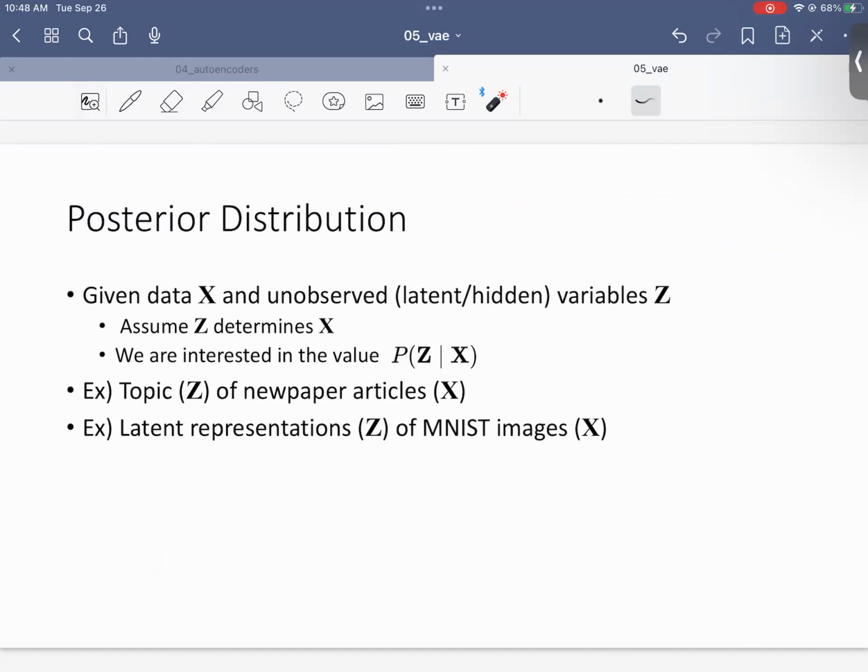Just as I said, if we're talking about news articles, the Z could be the topic. If we're talking about MNIST images, for example, here in the autoencoder, assume that we were compressing and decompressing MNIST digit images, then the MNIST images themselves could be the X, and the latent representation in the middle of the autoencoder could be our Z. So it's a very general framework. The P(X, Z) is a very general framework, so you can apply it to many, many different situations.